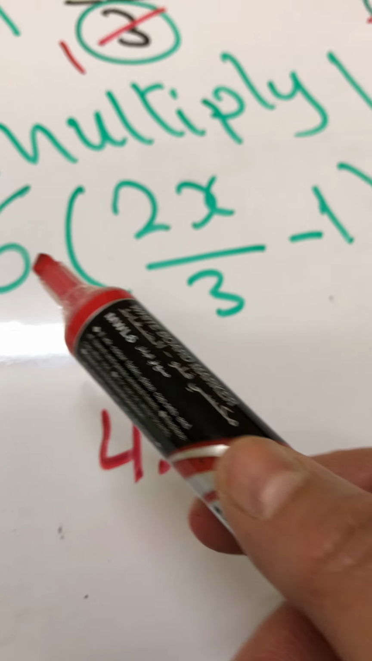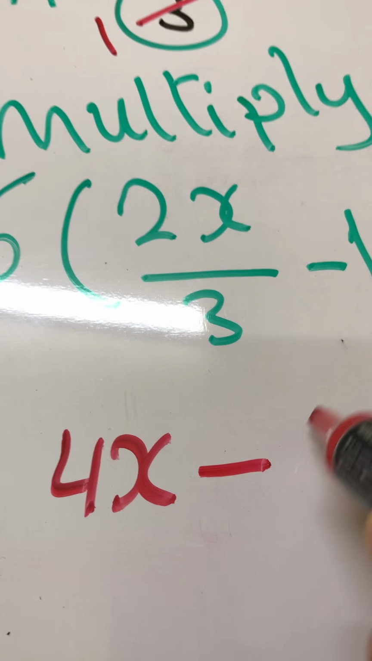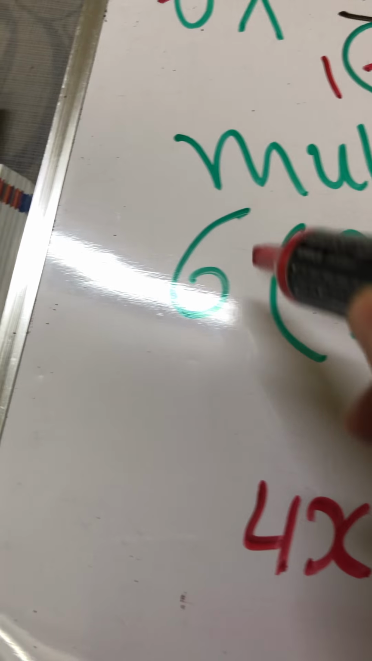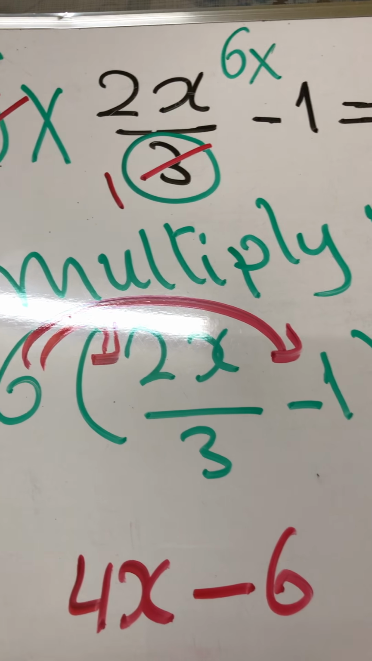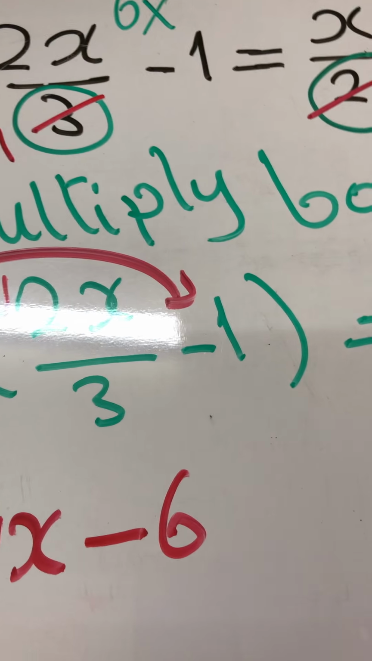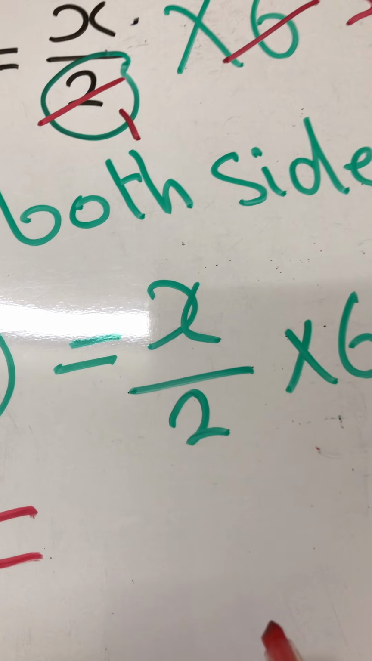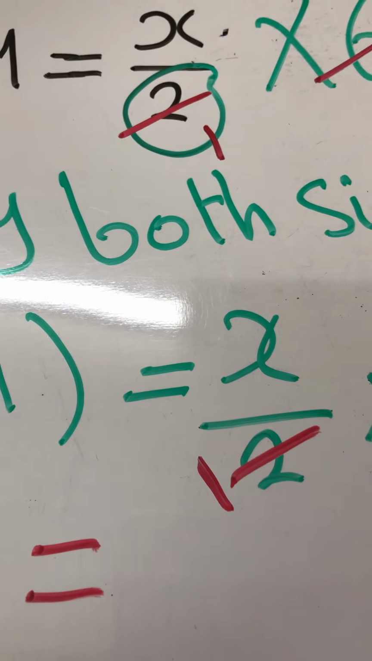And this 6 multiplied by negative 1 will be negative 6. I make distribution like this: positive 6 multiply negative 1 equals negative 6. I finish the left side. Now, go to the right side. 6 divided by 2 equals 3. So 3 multiply x equals 3x.